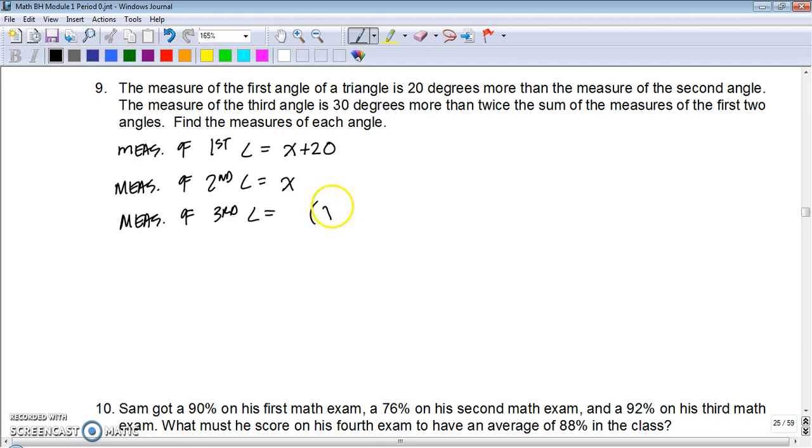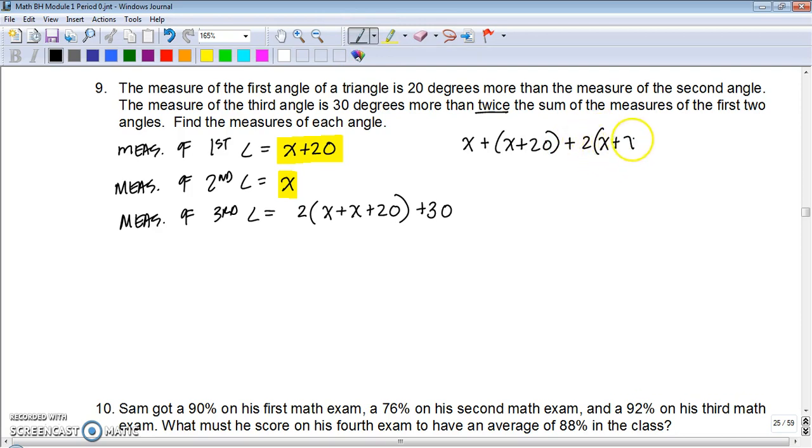So we're going to find the sum of the first two. We're going to do twice or double it, and we're going to do 30 degrees more. So our equation would be for the whole triangle, remembering that the angles in a triangle add up to 180 degrees. It would be my first angle x, my second angle x plus 20. These could be in any order. And my third angle, which is 2 times x plus x. I could actually combine those if I want to.